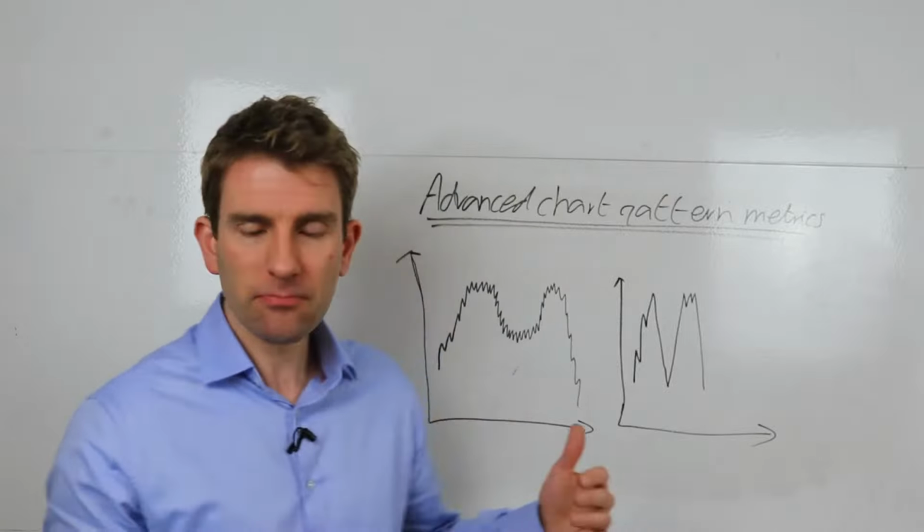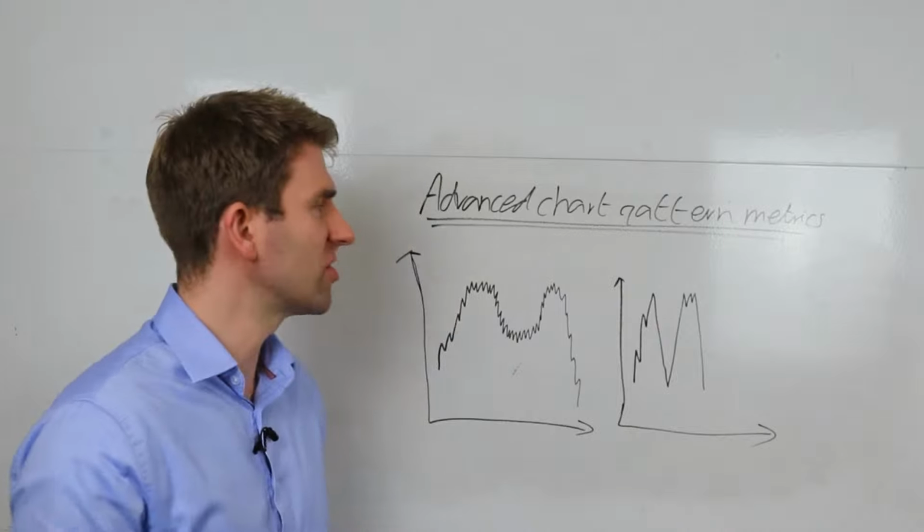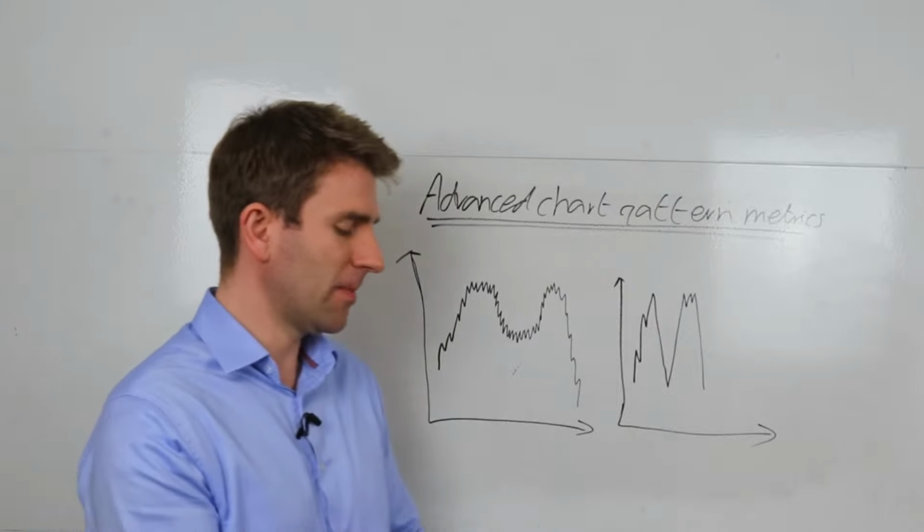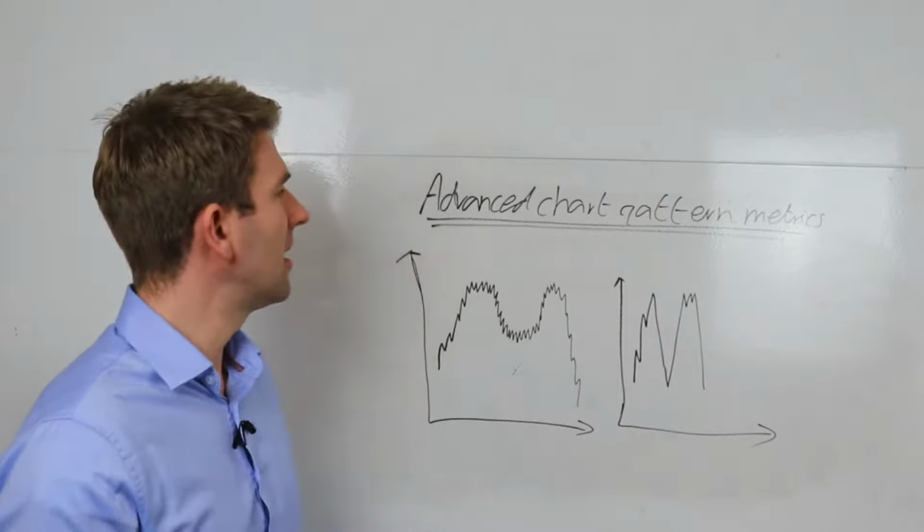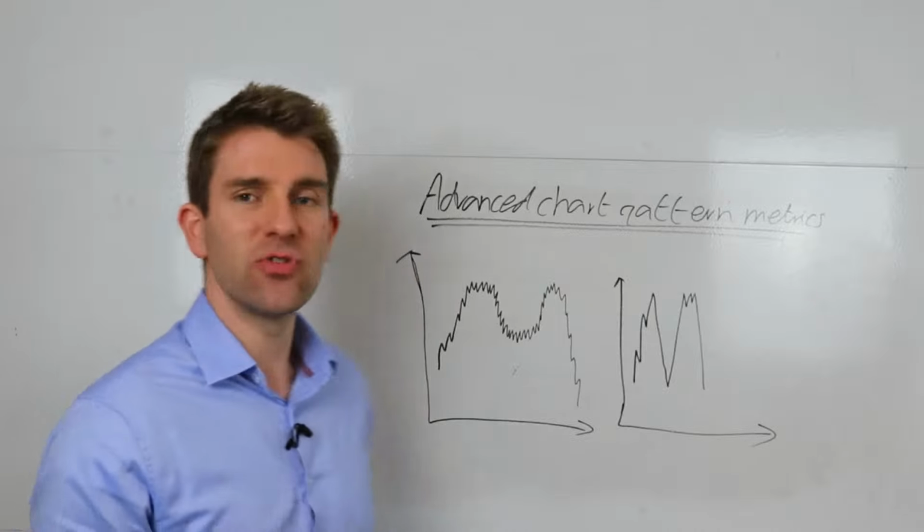Okay, so what are advanced chart pattern metrics? What does it all mean? All right, let me get a different color pen out. We've got a green, that'll do. What have I got? Red. What a surprise, I've been drawing candles.